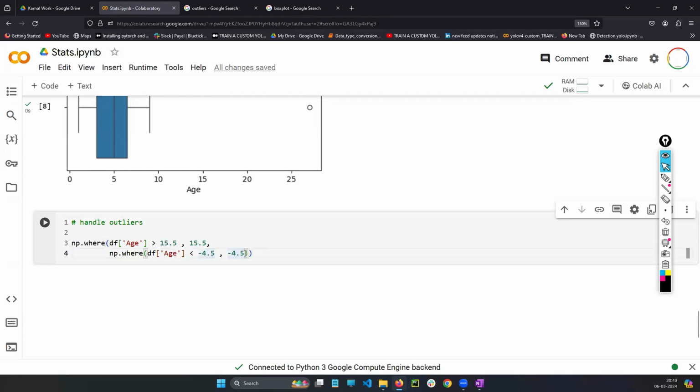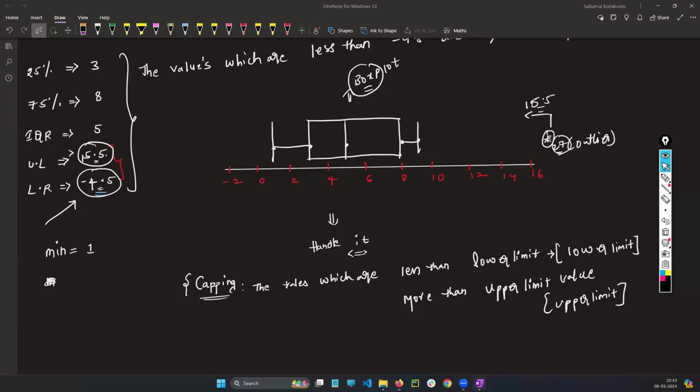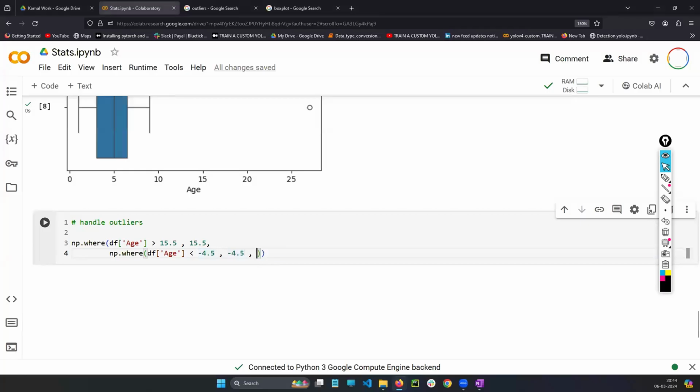But what about the remaining values, guys? If there is an outlier, we are converting it into the upper limit. If there are any outliers here, we convert them into their lower limit. Remaining data as it is, we need to maintain. Yes or no? Yes, sir. So the remaining data, I'm going to keep as it is.